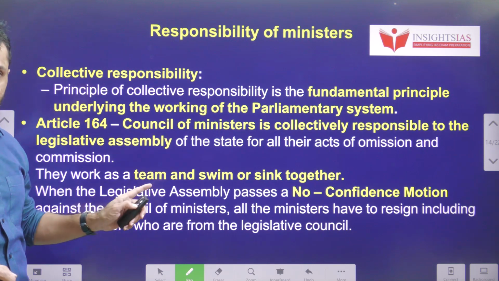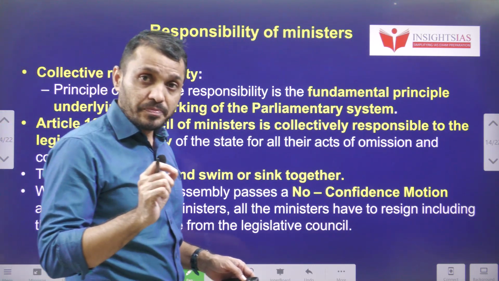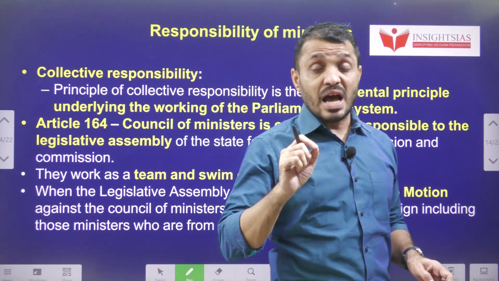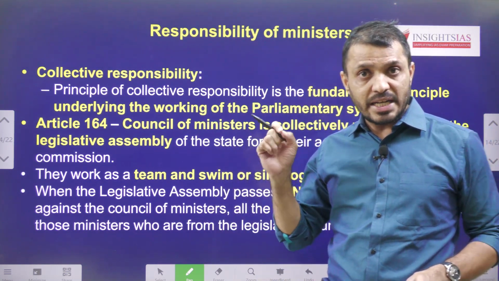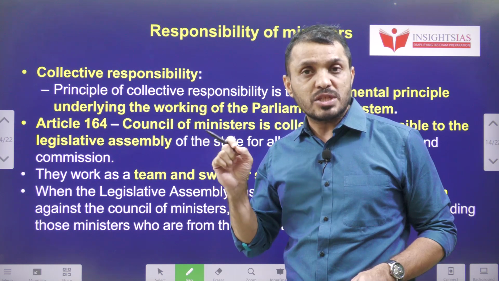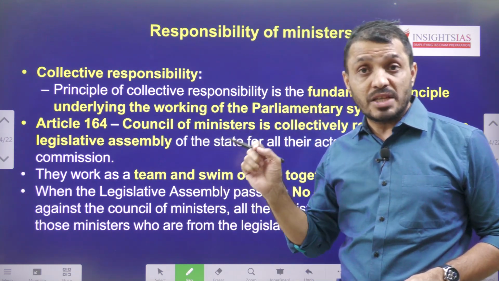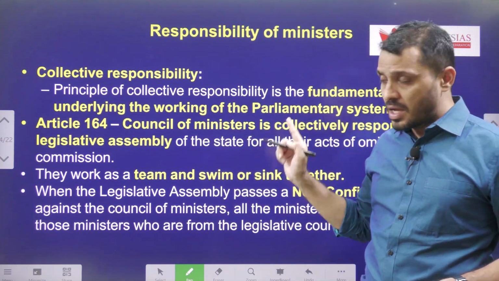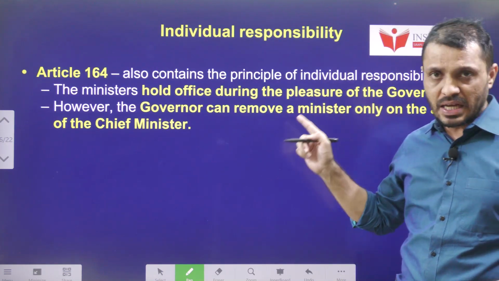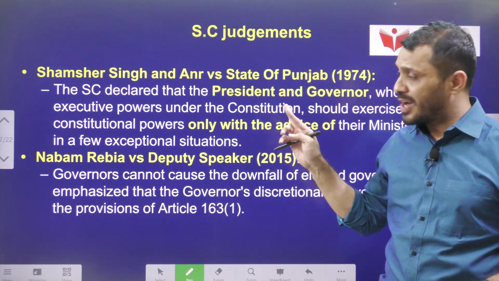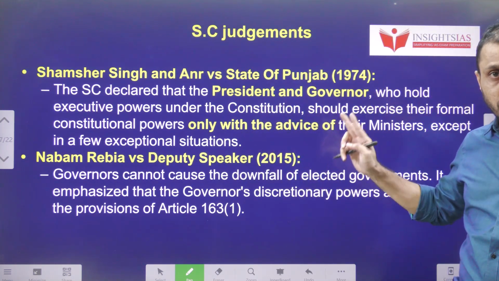Then the responsibility of ministers. Ministers have the obligations of two things, collective responsibility and individual responsibility. Collective responsibility is that ministers are collectively responsible to the lower house of the legislature, whereas ministers are individually responsible to the governor. So this differentiation you have to know. Then we will see the Supreme Court judgment.